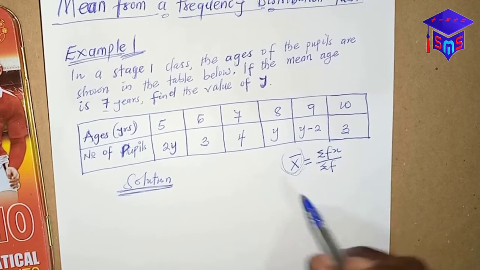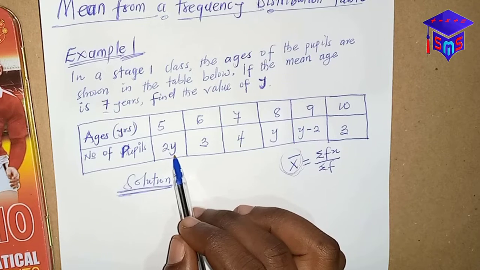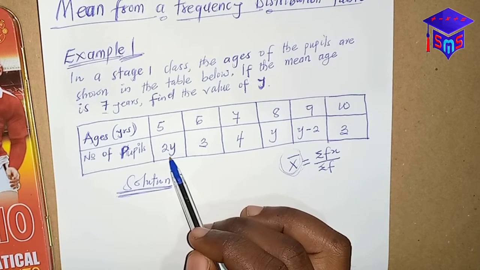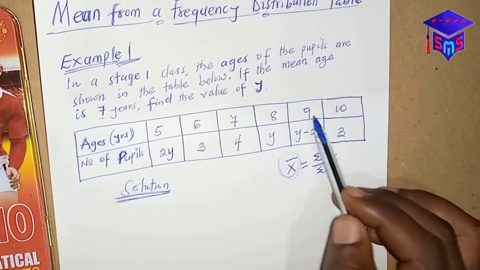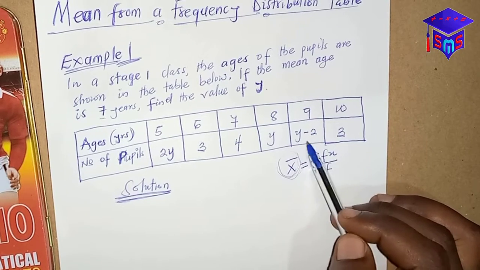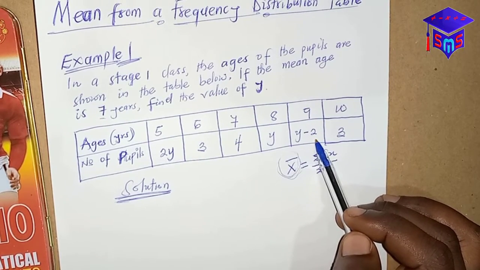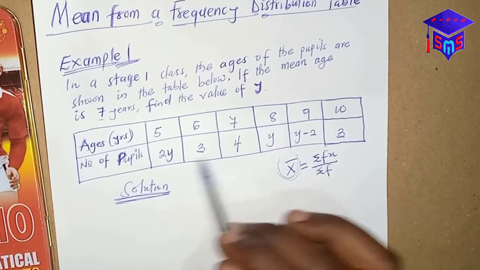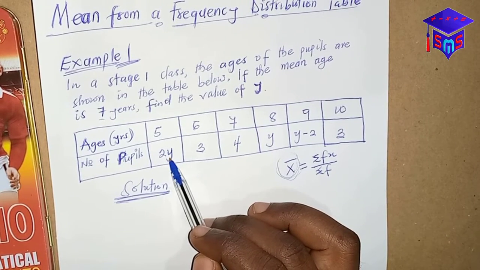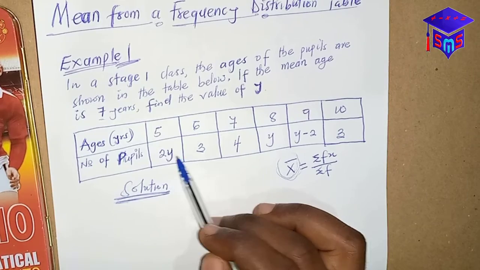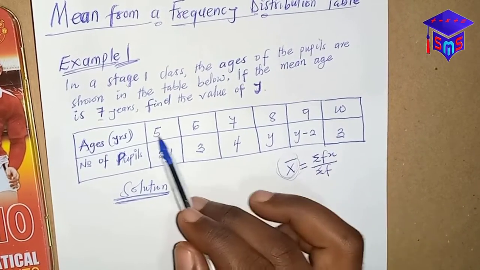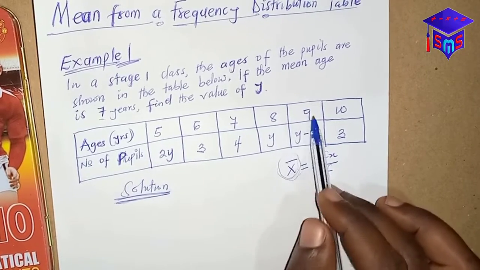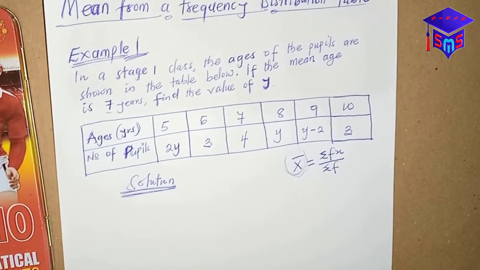But then we have the frequency for 5 to be 2y. It is not an exact value. And then we also have the frequency for 8 to be y, and the frequency for 9 to be y minus 2. So we don't know the actual frequencies for these numbers. And so the question requires us to find the value of y, which will help us to know the frequencies for these values. All right, so it's the same approach.